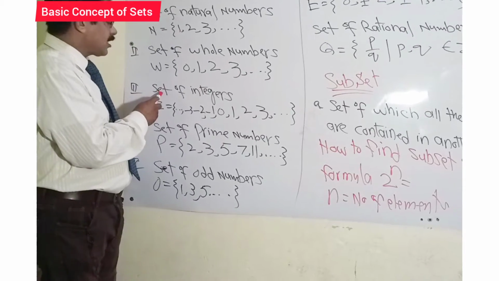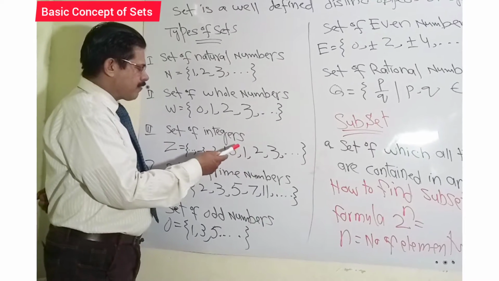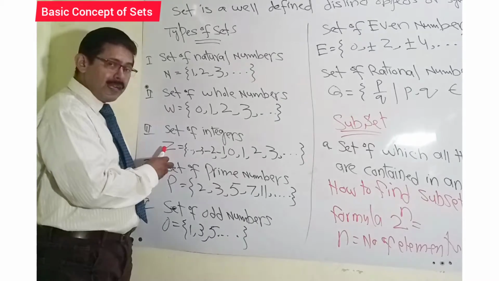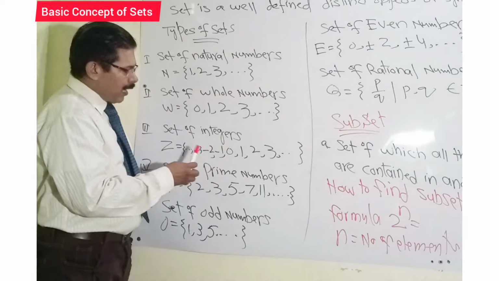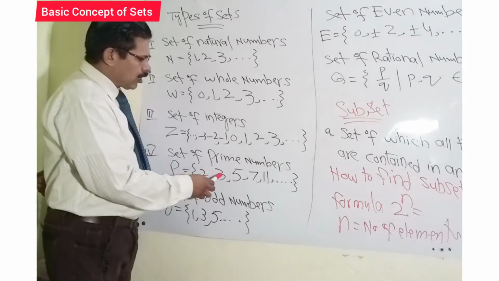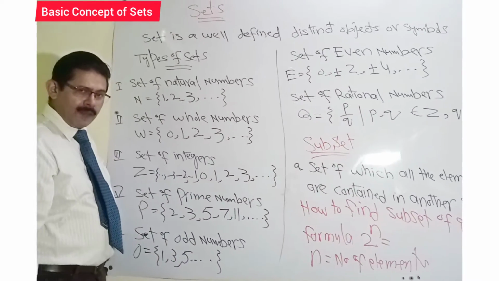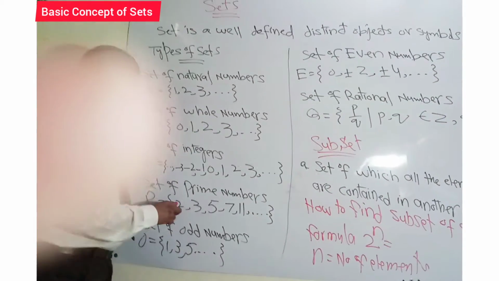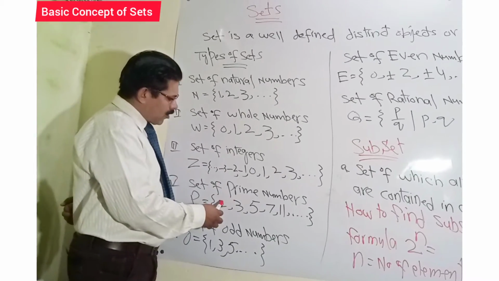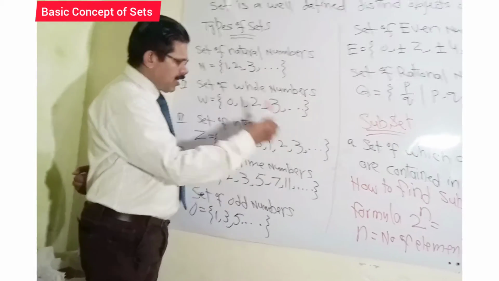The third type is called the set of integers. It starts with 0 and contains positive as well as negative integers, and it is represented by capital letter Z. Set of prime numbers is represented by P and starts with 2, 3, 5, 7, 11, and so on. It means a set whose numbers have just two factors, 1 and itself. I write 2, 3, 5, 7, 11, and so on.